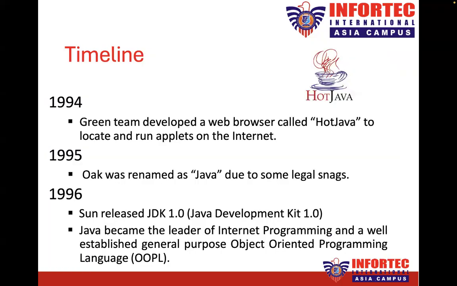In 1995, they developed this Java, and at the beginning they used the name Oak for this programming language. At the beginning they didn't use the name Java, but later because of some legal issues they had to convert this word to Java. So now Java is a programming language.